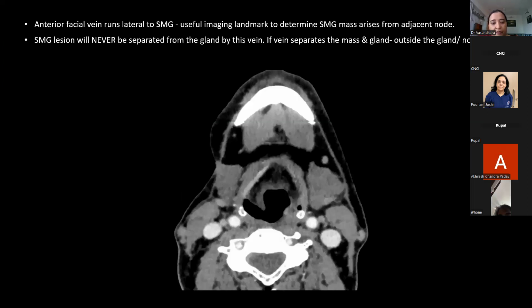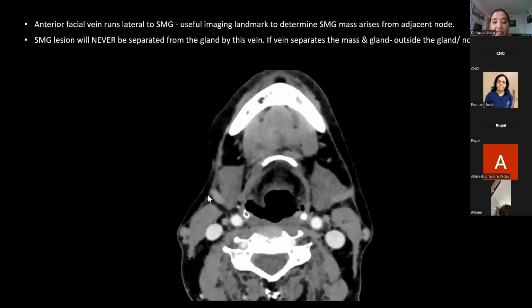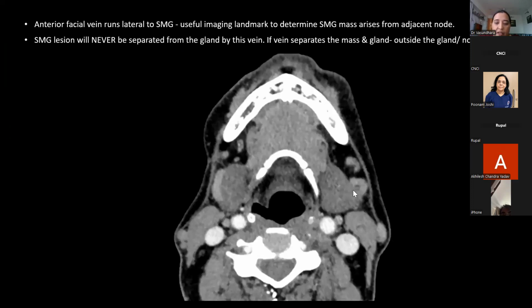Coming up to the facial nerve. Now the anterior facial vein is in very close relationship to the submandibular gland, and it drains into the external jugular. What is the importance radiologically? If there is a gland which has enlarged, this facial vein will be present between the submandibular gland and the enlarged node. Whereas if this vein is getting displaced laterally, that means the lesion is from the submandibular gland.